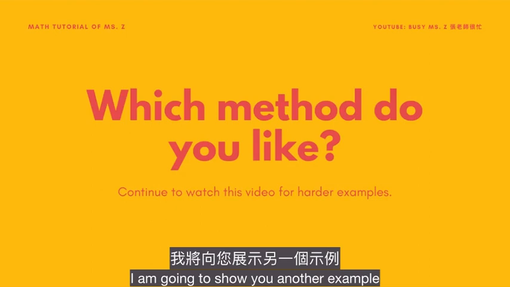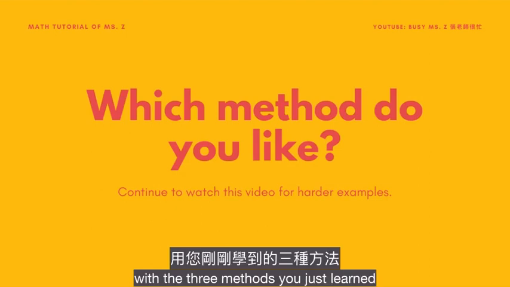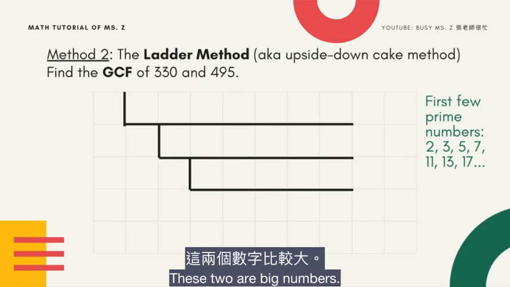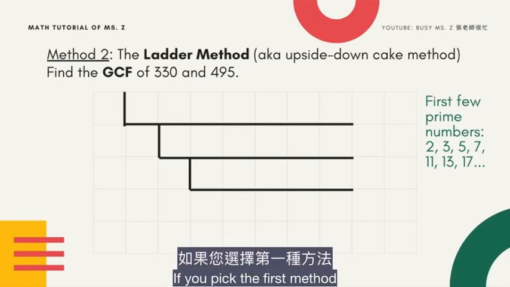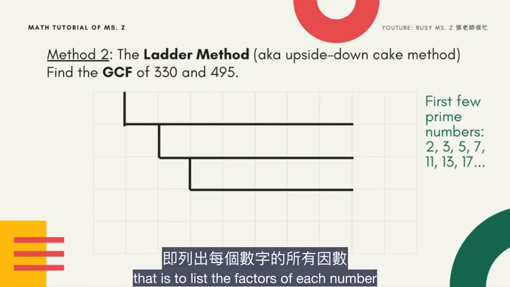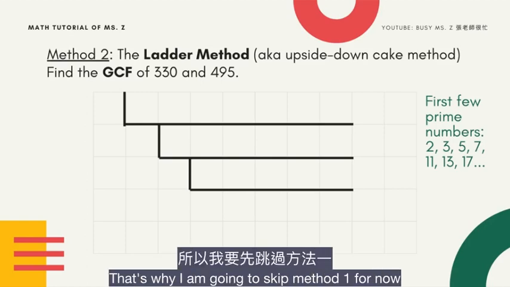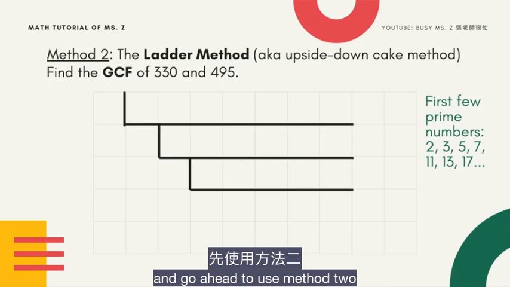I'm going to show you another example with the 3 methods you just learned. So the problem is to find the GCF of 330 and 495. These two are big numbers. If you pick the first method, that is to list the factors of each number, it may take you a while. That's why I'm going to skip method 1 for now and go ahead to use method 2.